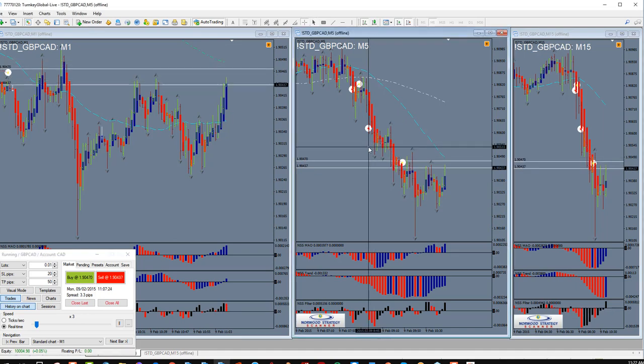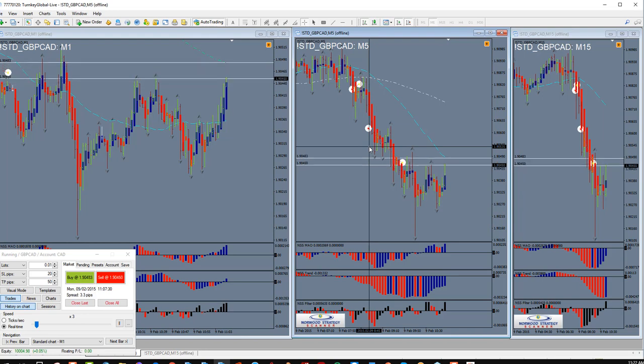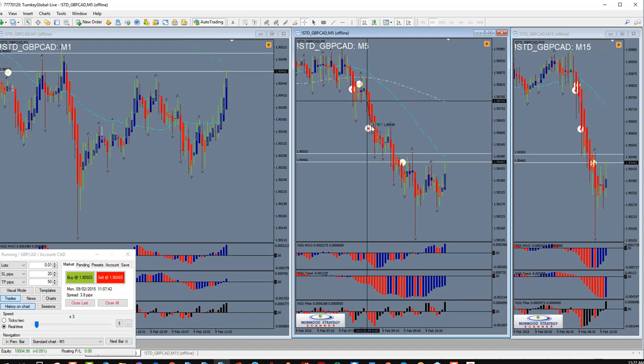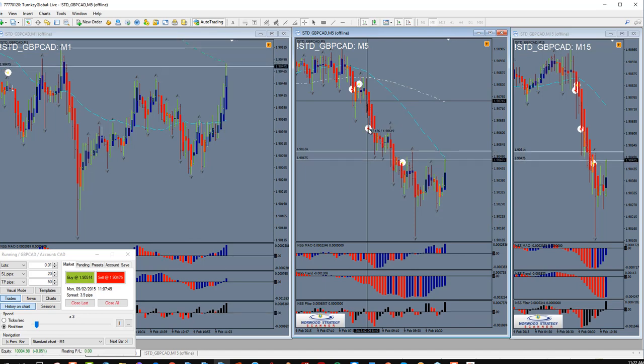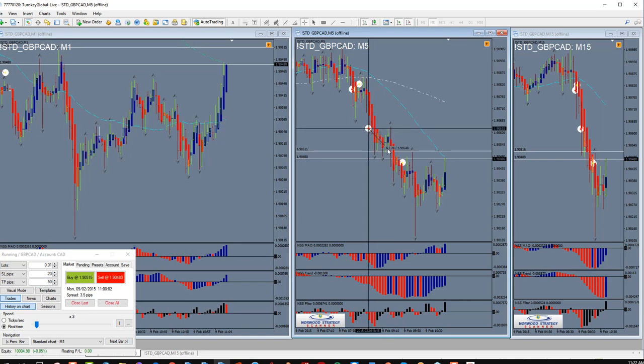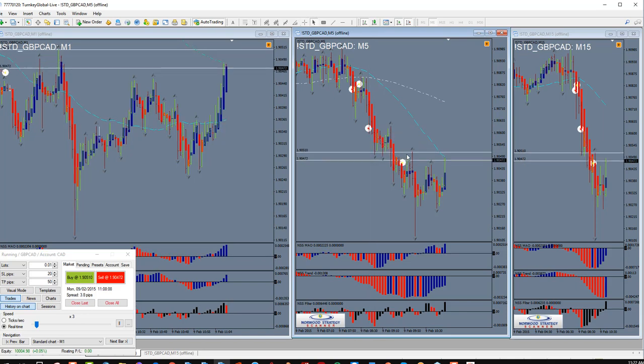This trade right here, by the time I was paying attention, I should have seen it up here. I really am 12 pips late on that trade, and it still got the 15 pips out of it. So if I'd been going slower and timed it better, I could have had maybe 25 pips instead of the 12.